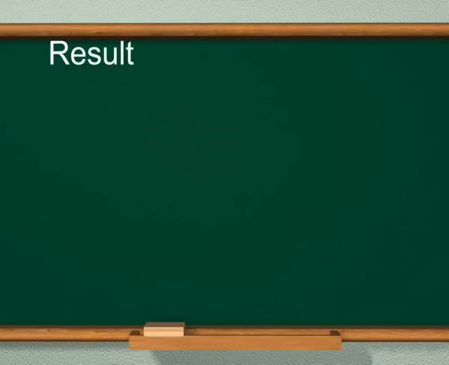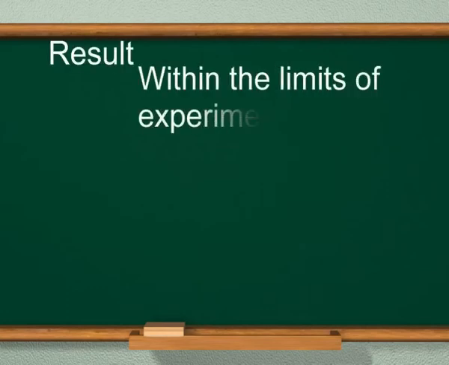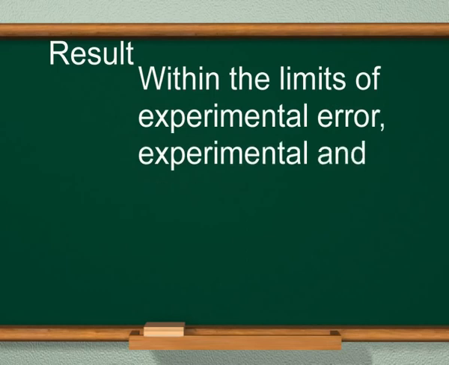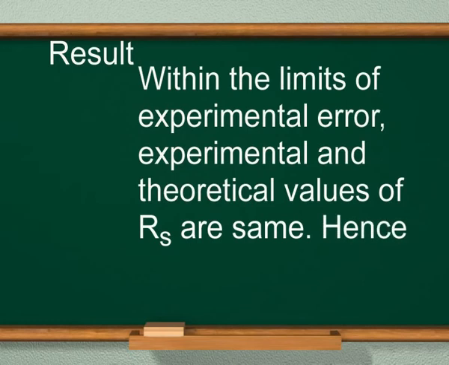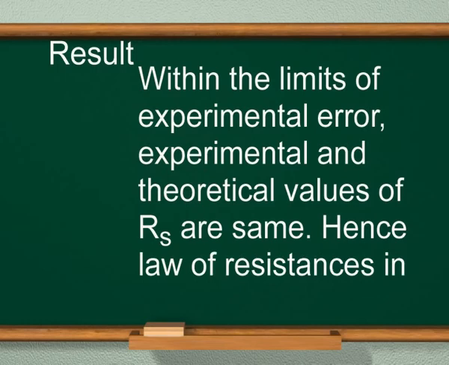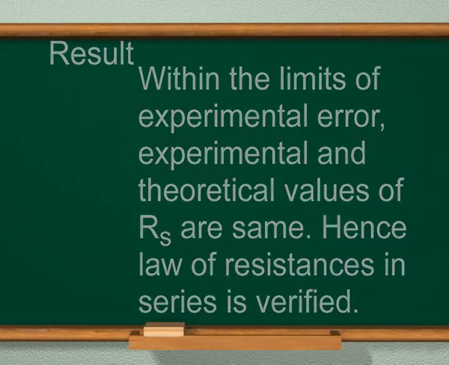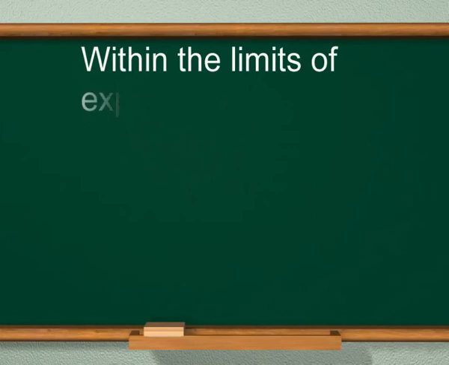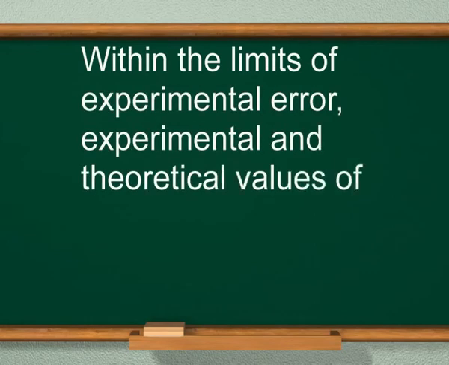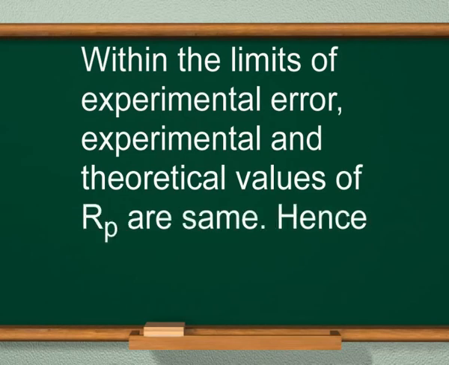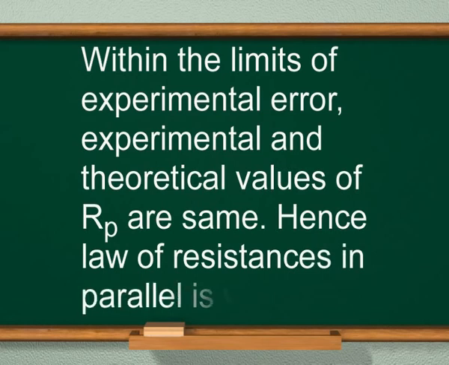Result: within the limits of experimental error, experimental and theoretical values of RS are same. Hence, law of resistances in series is verified. Within the limits of experimental error, experimental and theoretical values of RP are same. Hence, law of resistances in parallel is verified.